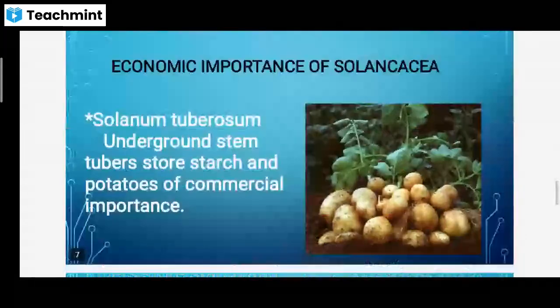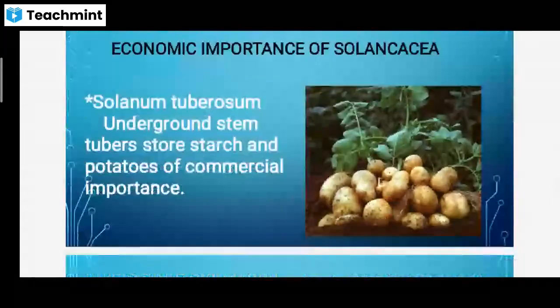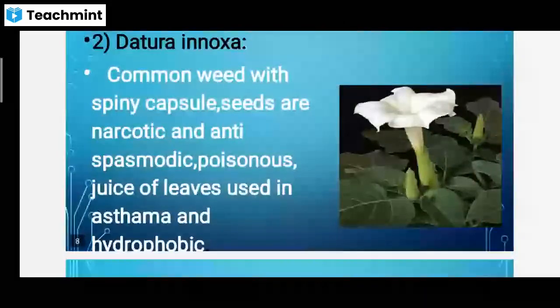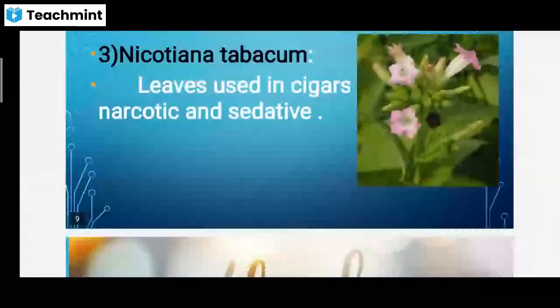The economic importance of Solanaceae. Solanum tuberosum, underground stem, tubers store starch and potatoes are of commercial importance. Second is Datura stramonium. Common weed with spiny capsule. Seeds are narcotic and anti-spasmodic, poisonous. Juice of leaves is used for erythema and hydrophobia. And the last is Nicotiana tabacum. Leaves used in cigars, narcotic and sedatives. Thank you.